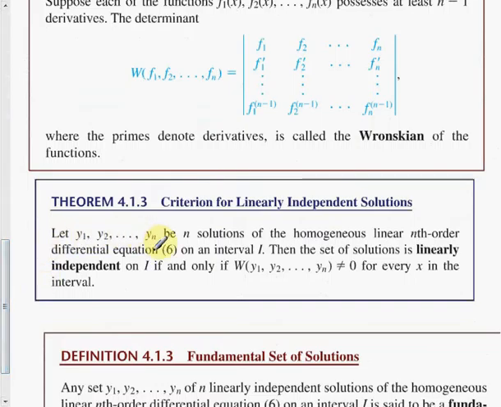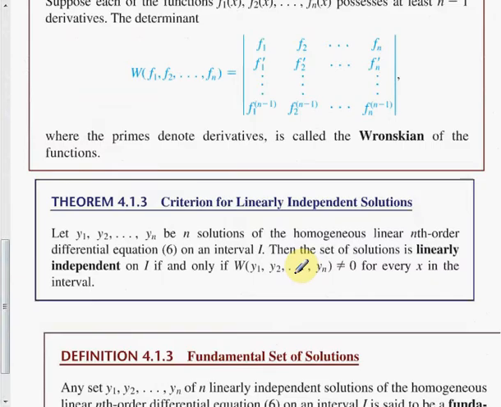So here, if you have these functions, up in the definition they call them f sub 1 to f sub n, but here in this theorem they call them y sub 1 to y sub n, the same thing. So the set of solutions is linearly independent on this open interval I if and only if the Wronskian is not equal to 0. So if the Wronskian is not 0, then we have linearly independent functions.